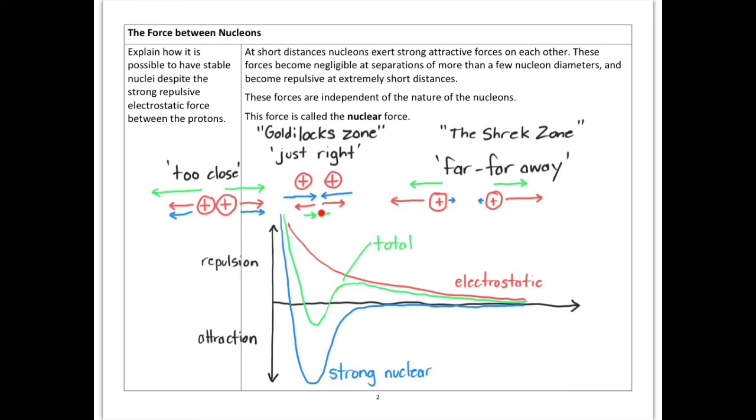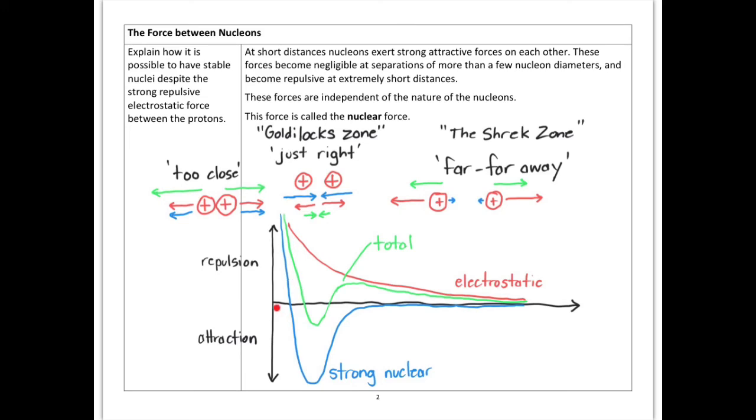These things will push away. In this region here, we're going to call that the Goldilocks zone. Remember, the porridge, the temperature of the porridge, not too hot, not too cold, just right. So in this region here, the strong nuclear force is attracting, and that is greater than the electrostatic repulsion. So the net force is an attractive force. So this is that zone where the nucleus with more than one proton in it can hold together.